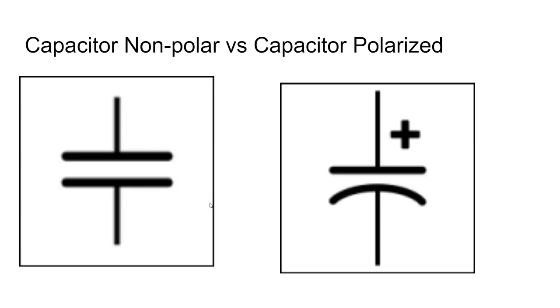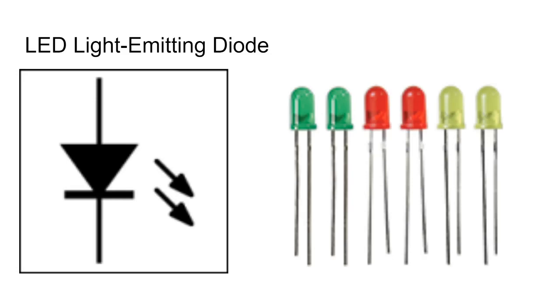Capacitor, nonpolar versus capacitor, polarized. So basically, does the capacitor have anything in it? And the polarized one is basically magnetism. Capacitors hold a temporary electric charge, which are basically like temporary batteries throughout the circuit. The LED, light emitting diode, uses a diode to emit electricity, mostly through light but not through heat. This is the positive side, this flat part, and this is the negative side.